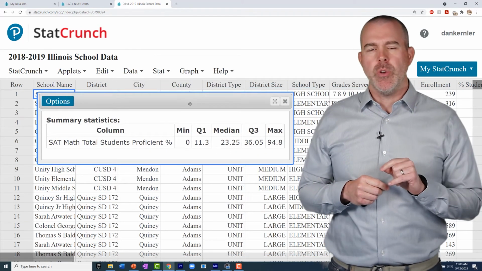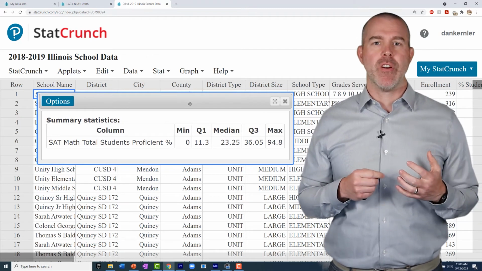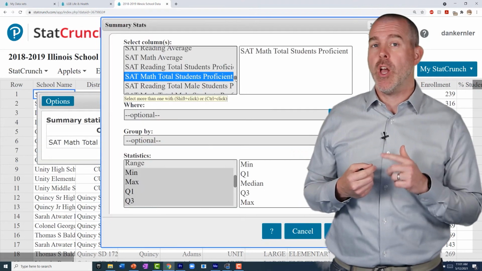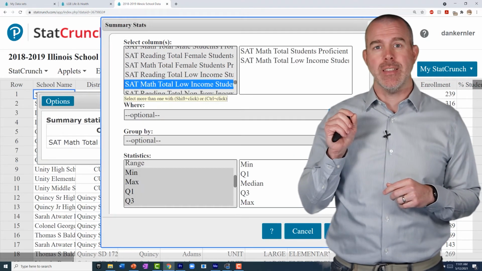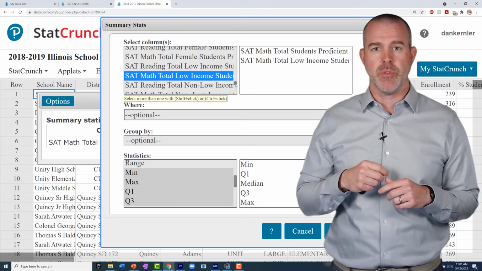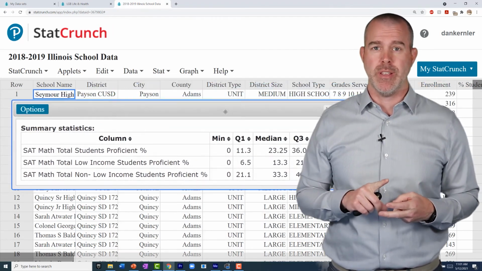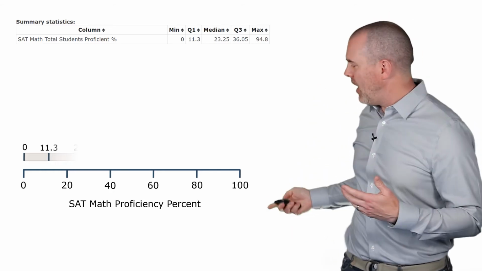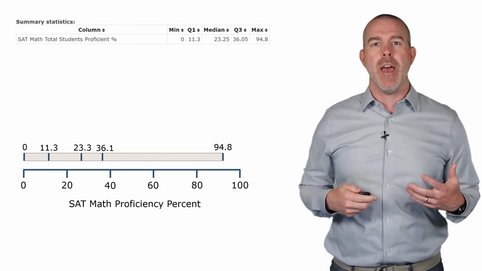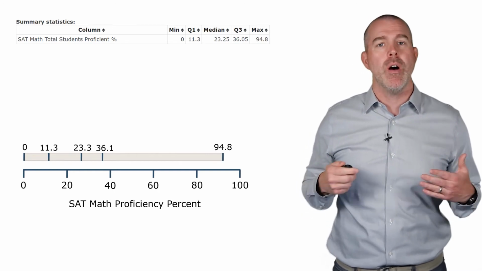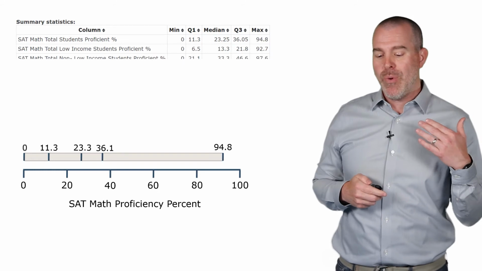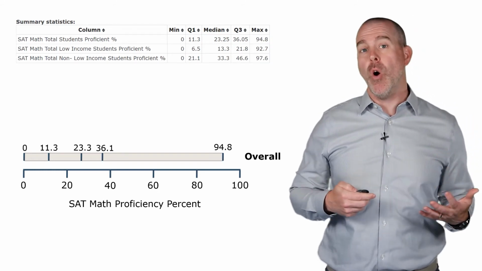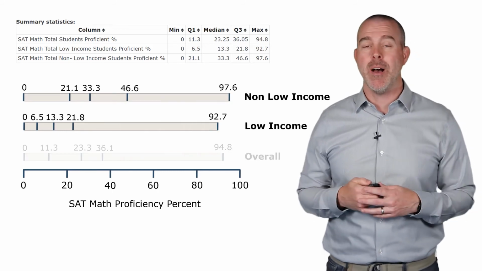One thing that might be interesting to investigate is, how does this differ between students who are low income and students who are not low income? So we can go back in, options, edit, and select those additional two columns, the ones that are low income and the ones that are not low income. So if we look at the ones just overall, we have a scale here on the bottom, 0 to 100, and you can see we have this kind of breakdown for the minimum, Q1, median, Q3, maximum. If we add in the low income and non-low income, we have this overall here, and then we have the low income and non-low income.